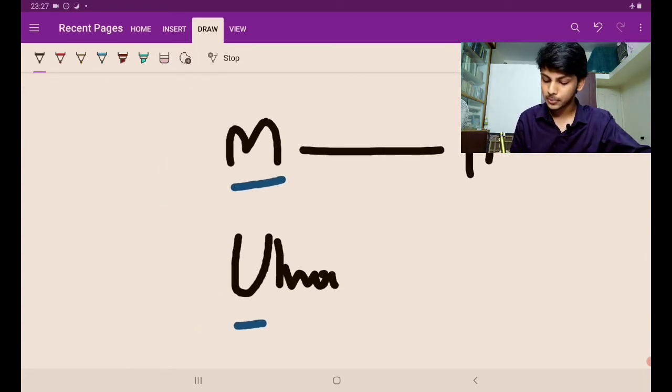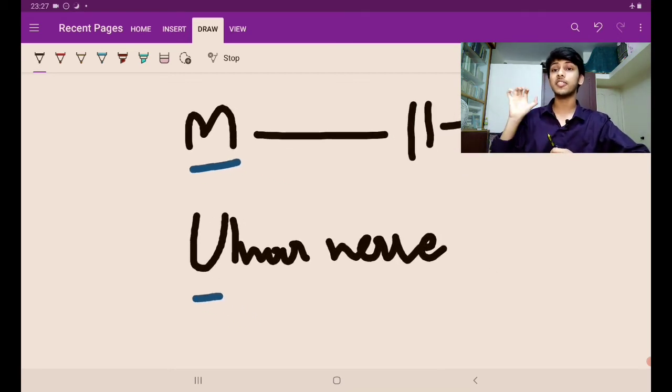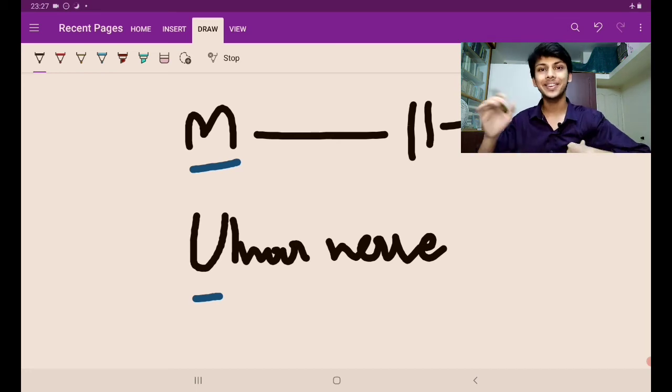It is also called the musician's nerve because it is very useful in the... It is responsible for the fine movements of the hand. We'll be studying that in detail.